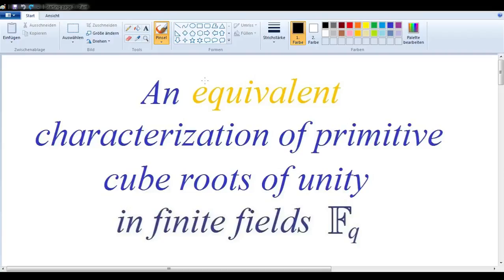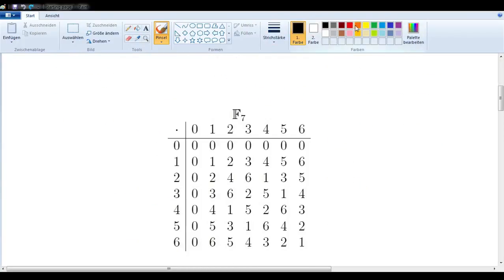In this video, we want to talk about an equivalent characterization of primitive cube roots of unity in finite fields. In other words, we want to show that if we find two elements in a field, in this case the elements 2 and 4, that are each other's square roots, as we have here, then these two elements are indeed primitive cube roots of unity, which we can quickly show here for this case.